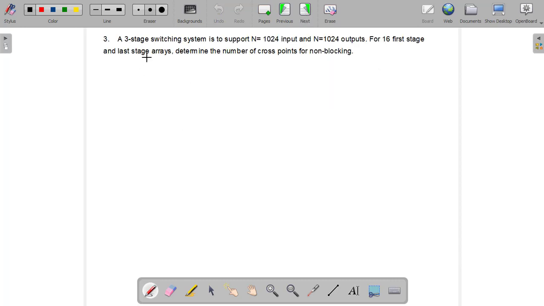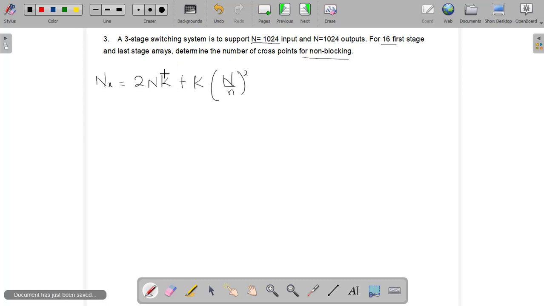A three-stage switching system is to support capital N equals 1024 inputs and capital N equals 1024 outputs. For 16 first stage and last stage arrays, we have to determine the number of cross points for non-blocking. So we have our capital N value, and then we have our alpha. Since we are dealing with a non-blocking system, the number of cross points is given by the formula N subscript x is equal to 2 times N multiplied by capital K, plus K multiplying the expression capital N divided by small n all squared. So we need to find the values K and small n.